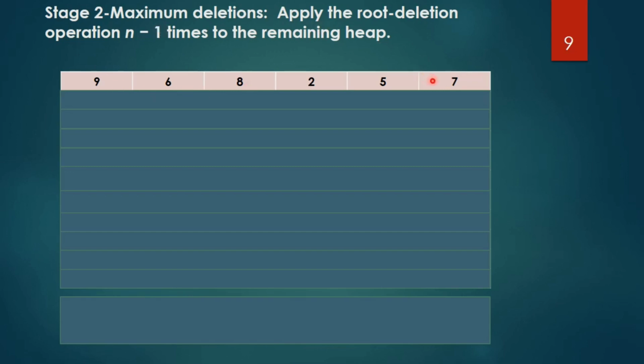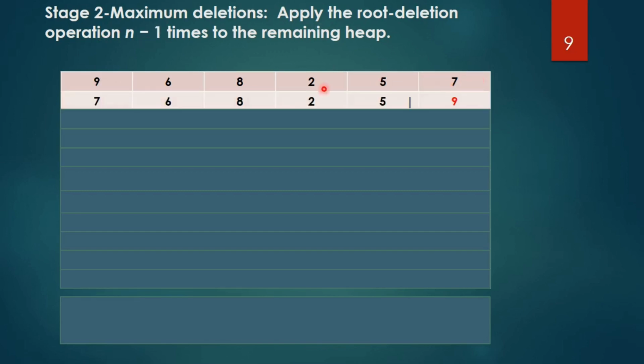So first I will swap root's key with its last leaf 7. So I get 7 here and 9, and then I'll reduce the heap size by 1. That is why I have placed a vertical line here. Next, heapify, because 7 is at the first position. We need to check for the parental dominance property. 7 has a bigger child, that is 8. So you have to swap 7 with 8.